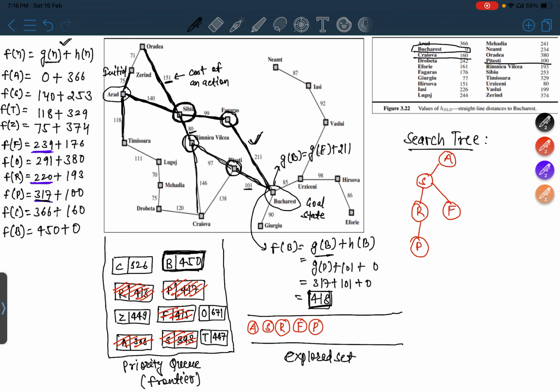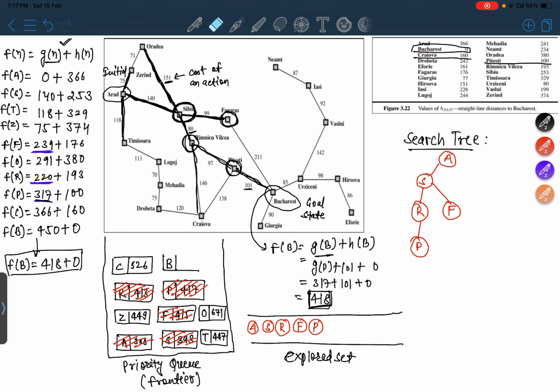So now what we can do? We can update the cost and we'll say that कि F के through हम B पे नहीं जा रहे अब, तो we can remove that and we are going through P itself. तो we can update the B's cost. इसको हम अपडेट करके क्या कर सकते हैं? F of B will be 418 plus 0. So this will be updated cost for B. So you can update the B's cost with 418.